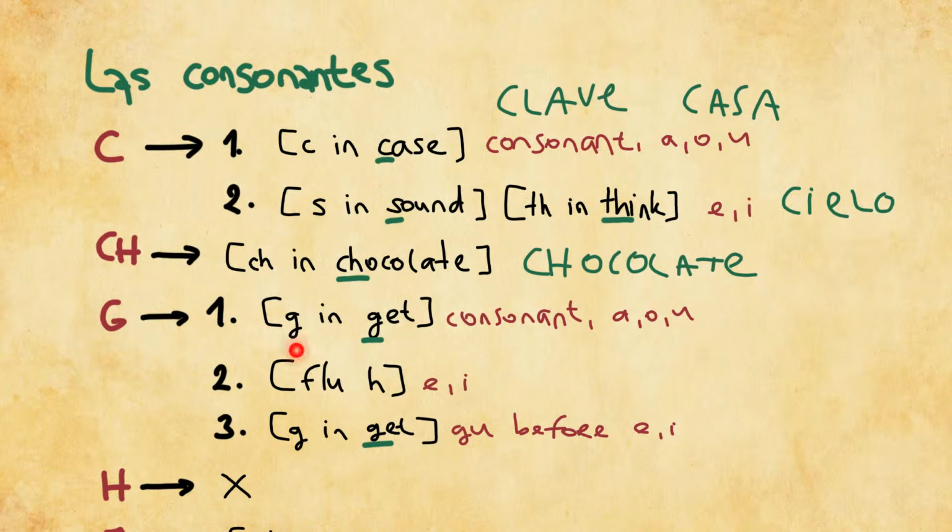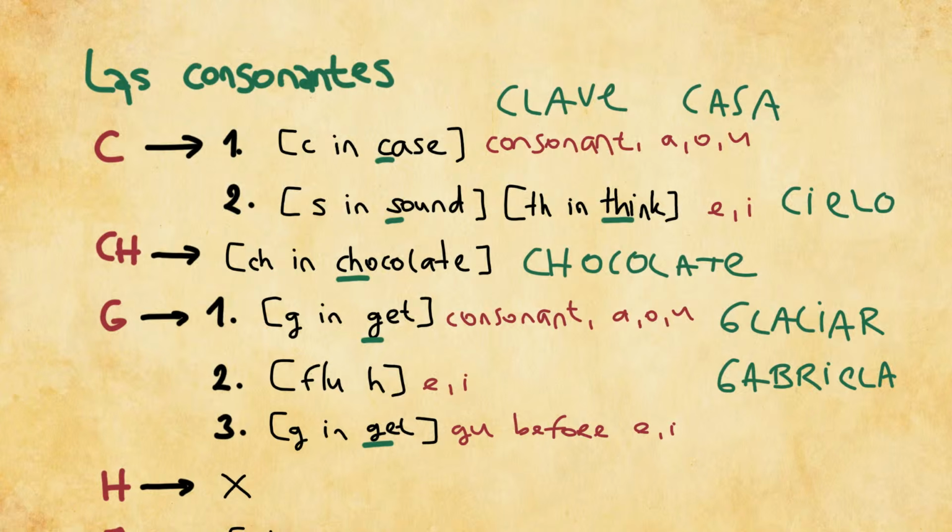So again, if the G in a Spanish word is followed by a consonant, A, O, U, like in the words, let's say glaciar, which means glacier, or Gabriela, which is a name for a lady or a girl, then you read it as a normal G in English, like in the word get, okay? Get, glaciar, Gabriela.